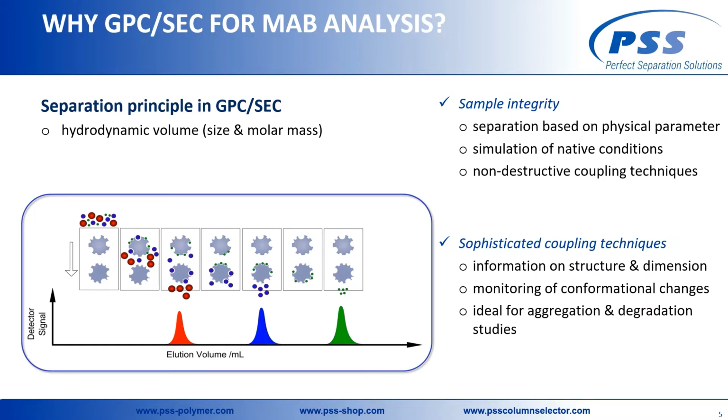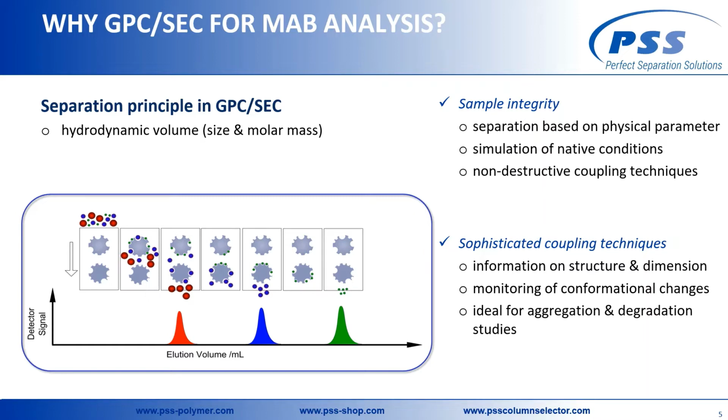GPC-SEC is a relative technique. The primary information is the measured elution volume. To obtain molar mass averages and the molar mass distribution, either a column calibration using reference materials is required or the use of specific molar mass sensitive detectors.